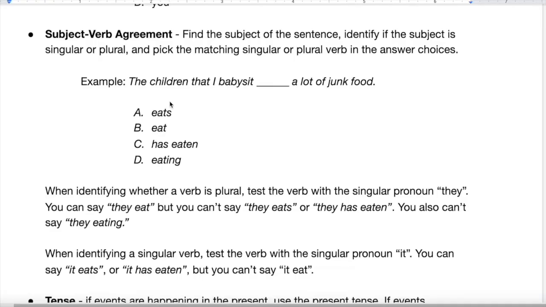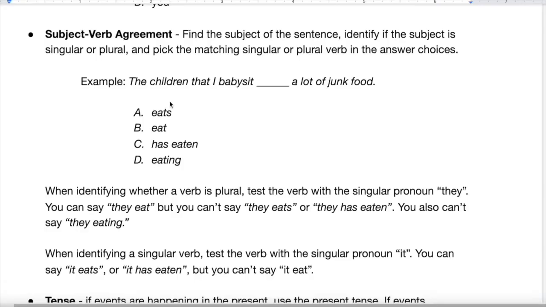It flies. It swims. It jumps. It plays. It dives. It spins. Right? Those are singular verbs because I used "it" in front of them. So here's the trick to find out if a verb is singular or plural. You ready? If you need a singular verb, test the answer choices with the word "it."